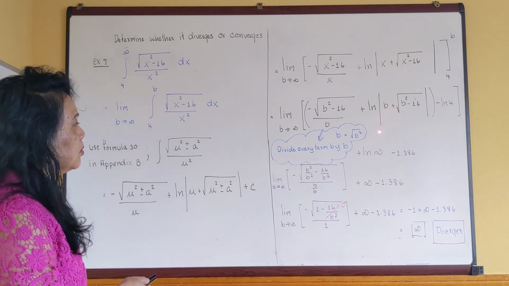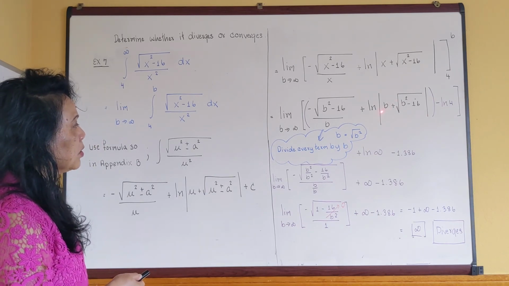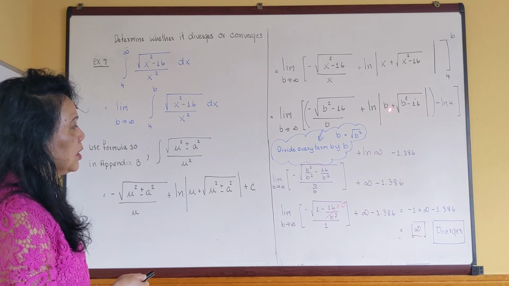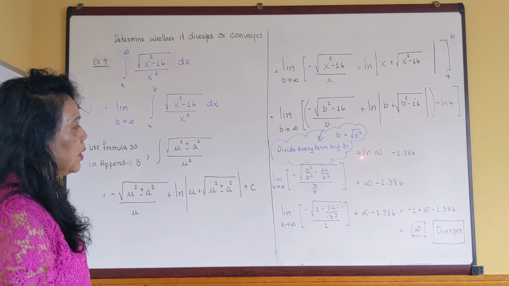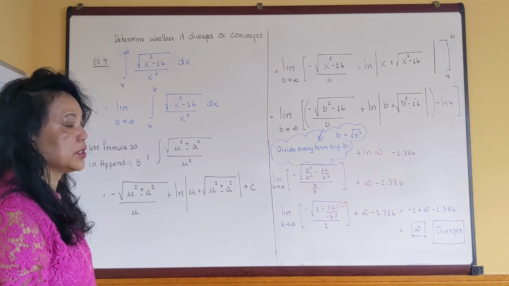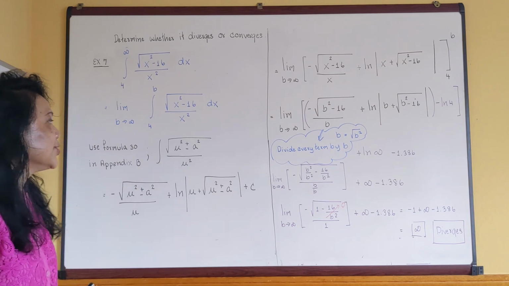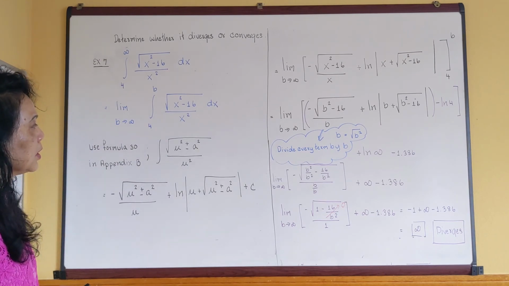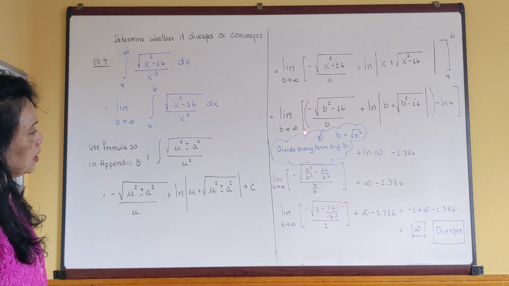Look at the middle term here. As b goes to infinity, this whole thing will go to infinity, so you have ln infinity, which is infinity. The little bit tricky one is the first term here. We really don't know what it is, right?